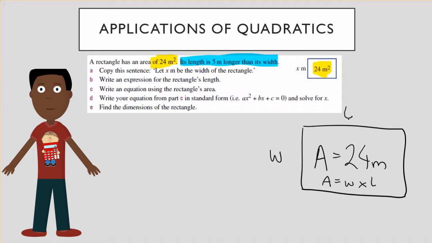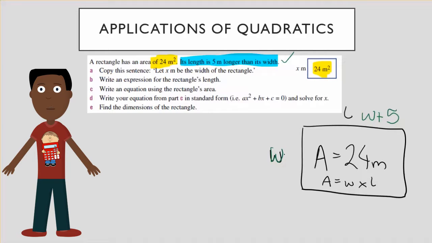In the question, we're told that the length is 5 meters longer than the width. So if this is the width, then we know that it is 5 meters longer than the width. So we can write width plus 5. And obviously this side will stay as the width.